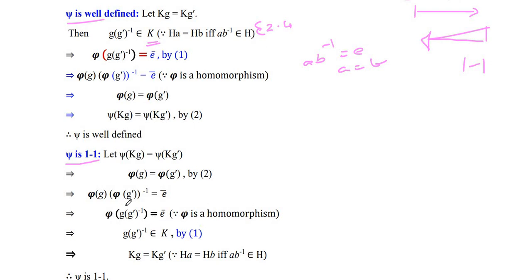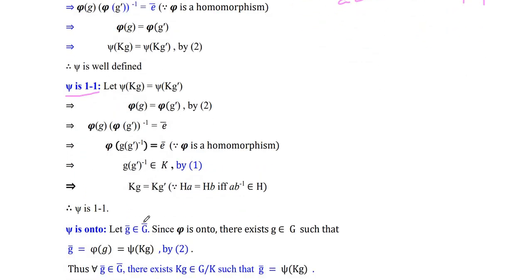And all those elements which are taken to identity element by phi should be there in kernel. So you have g prime inverse to be in K. And again, we make use of the same concept that Ha equals Hb if and only if ab inverse belongs to H. This is done in section 2.4. So Kg equals Kg prime.